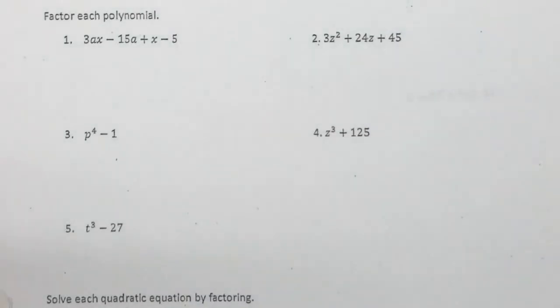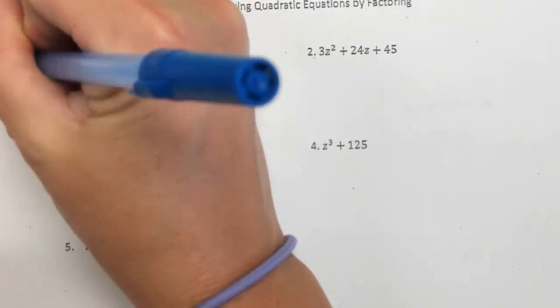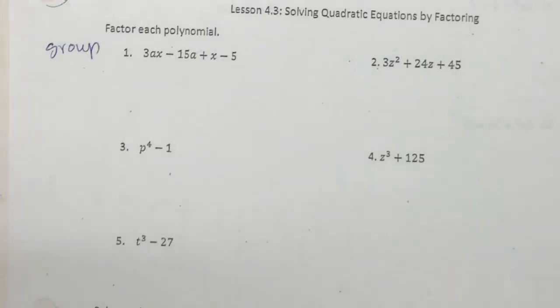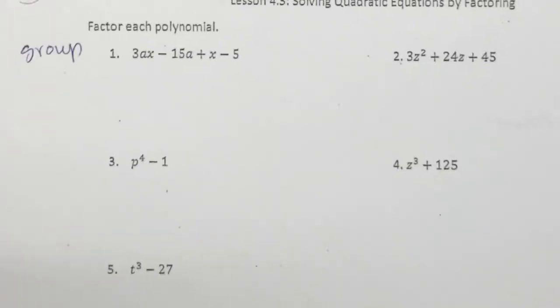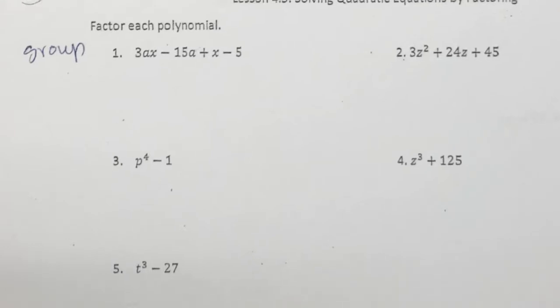Grouping. Put group on top or beside it. I want you to think about what method we're using. Number 1's grouping because it has 4 terms. Do I have to group them in the order that they're in? Or could I group them a different way? Do y'all want to group them the same way that they're in?